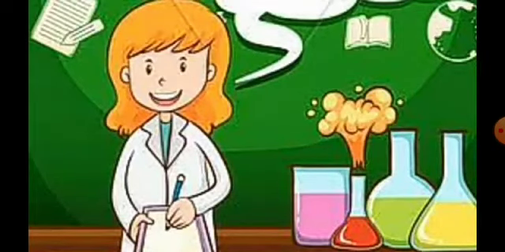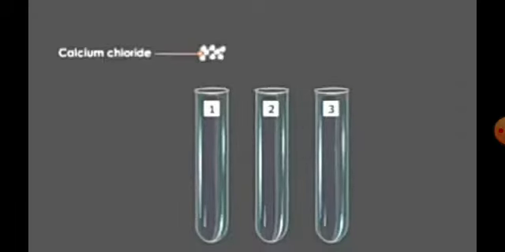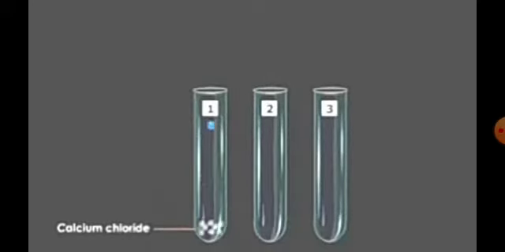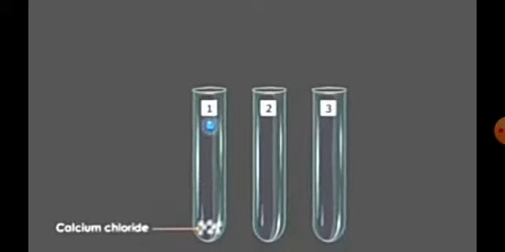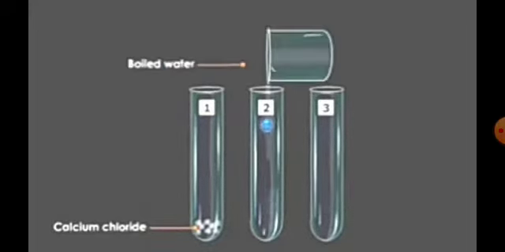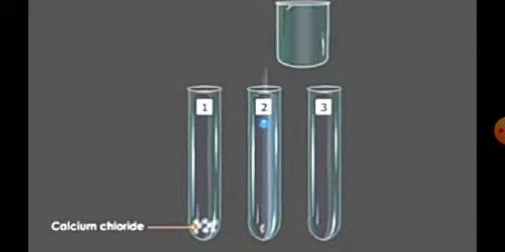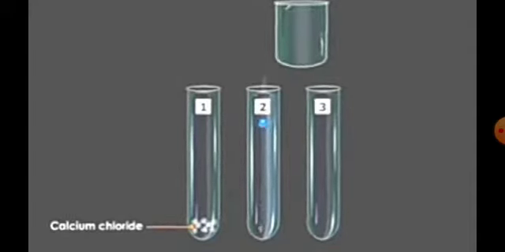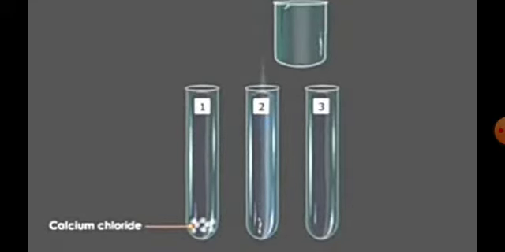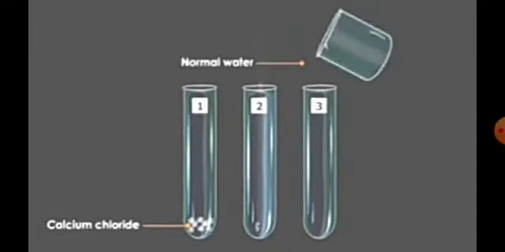Before we go into the details, let us perform an experiment. Get 3 test tubes and number them as 1, 2 and 3. In tube 1, we have given a small amount of calcium chloride so that it helps to dry the air. In the second test tube, it is filled up with boiled water so that the air, or to better say dissolved oxygen, is totally driven out. In the third test tube, we are pouring a small amount of water.